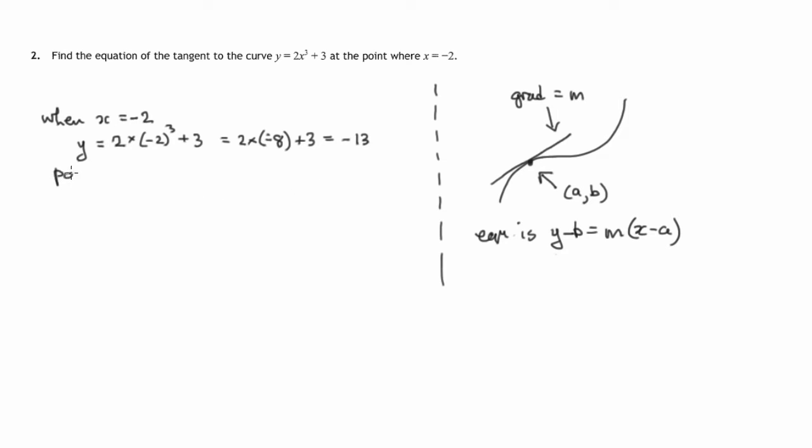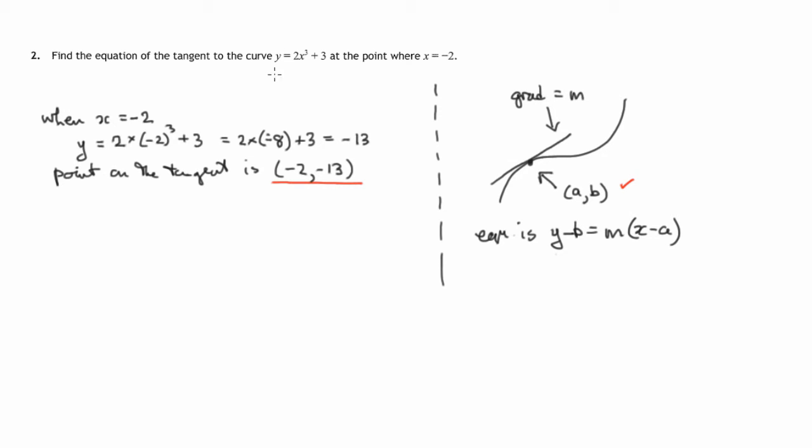So a point on the tangent is (-2, -13). So that's that sorted. We have a point on the tangent. There it is. So the second fact we need to know is the gradient.